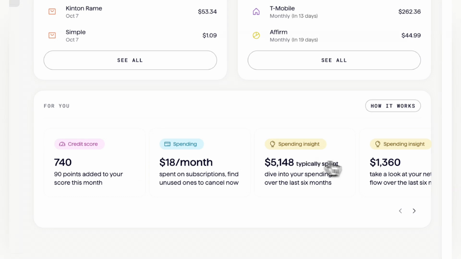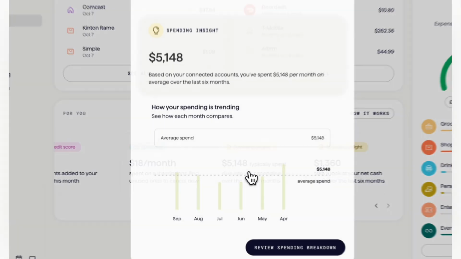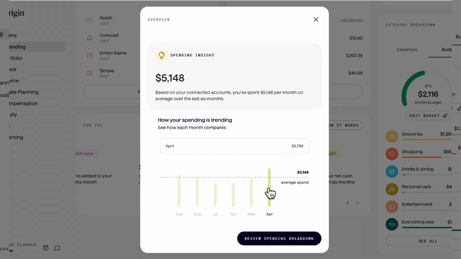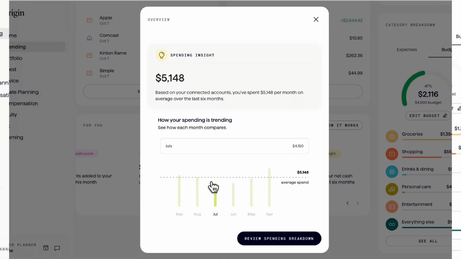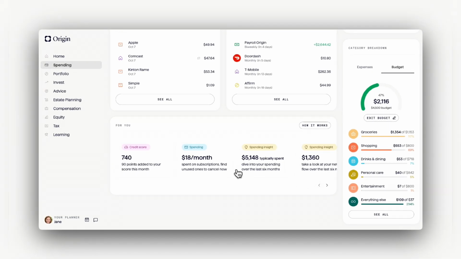And the last piece of our spending overview are our For You cards, a place where you can track your credit score for free. You can get insights such as how much you're typically spending. Each one of these has pages where you can really deep dive into your spending trends. And we pull out some insights if we think that you are spending more on subscriptions than you need to be, or if you have excess cash that could otherwise be invested. This is the place where we highlight those recommendations for you.